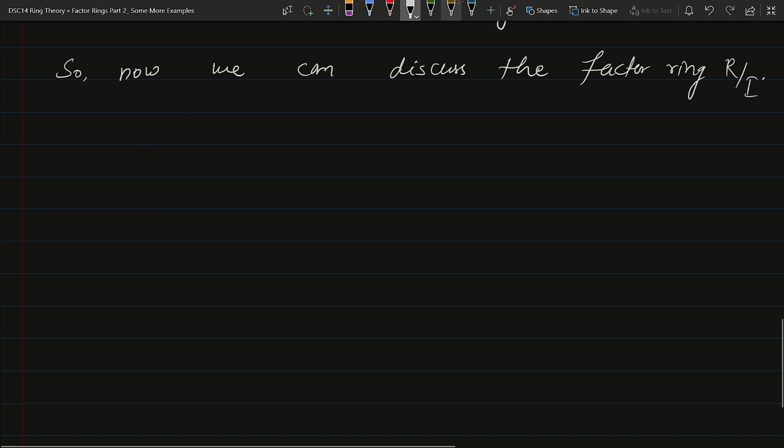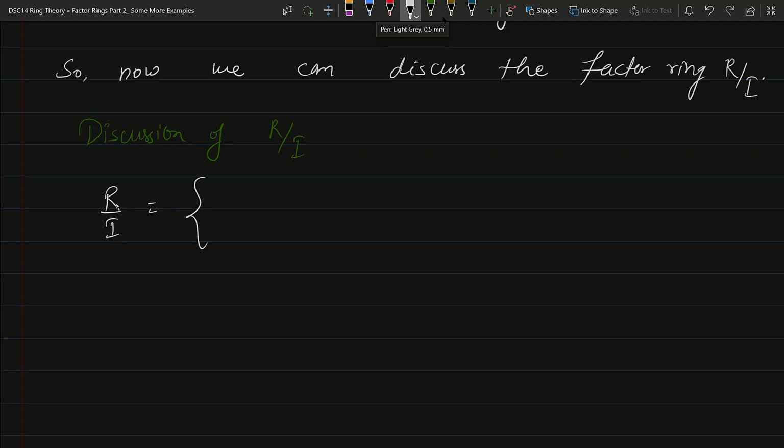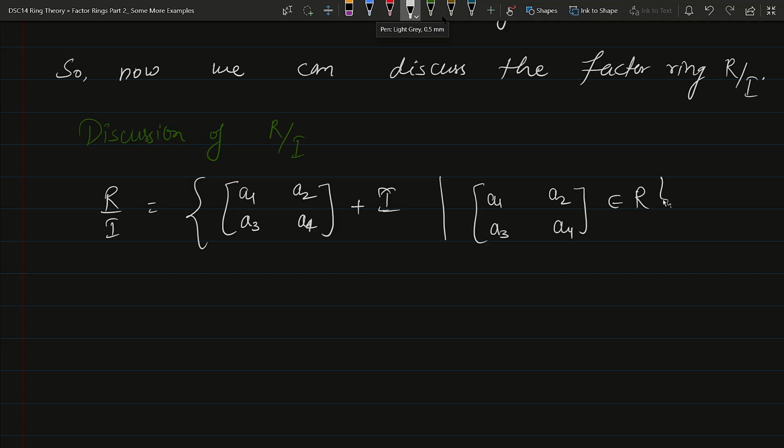So we are going to discuss R by I. So how can we do that? When we write R by I, then this is simply taking any element of this ring R. So we are writing A1, A2, A3, A4, and then add I, right? Where we can say that this element A1, A2, A3, A4 is coming from the ring R, and obviously these A1, A2, A3, A4 are integers.